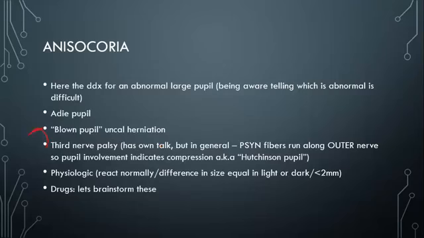I mean, are you talking about something like this, or are you talking about something like this? It's a big difference. So what you can do is you can see that both pupils react normally. Is the difference in the size equal in a dimly lit room or just a normally bright room? And then is the difference relatively small or less than 2 millimeters? All right.